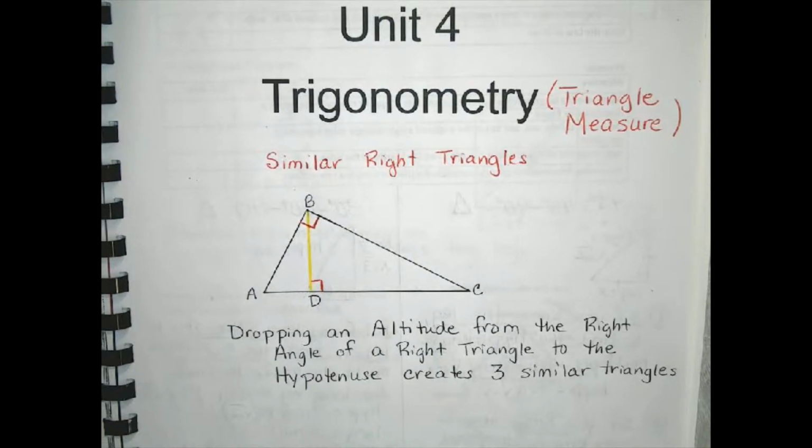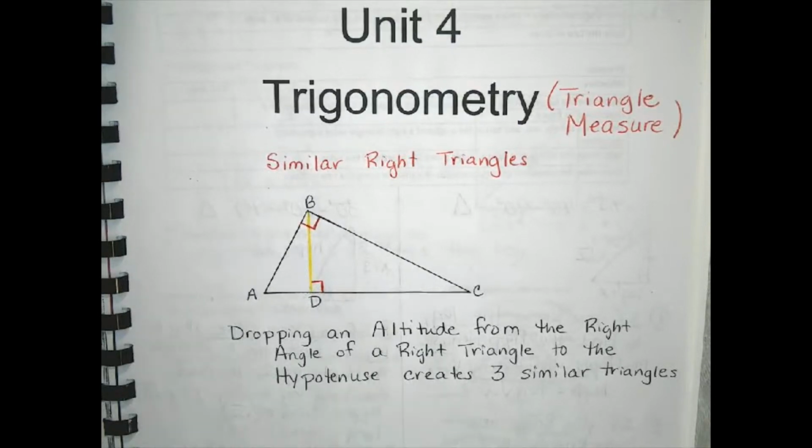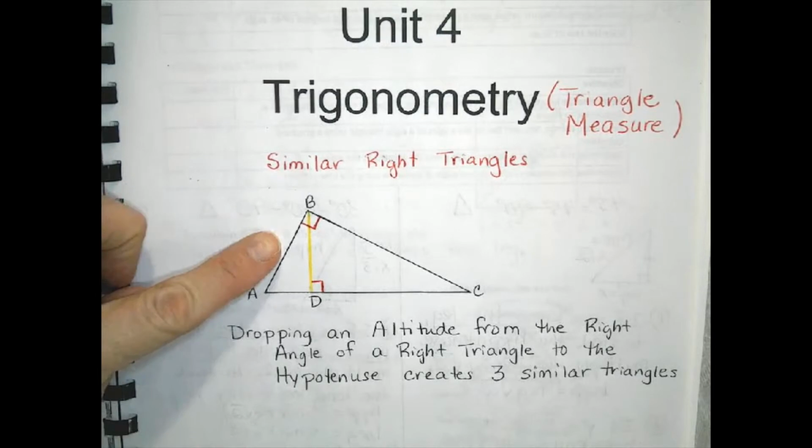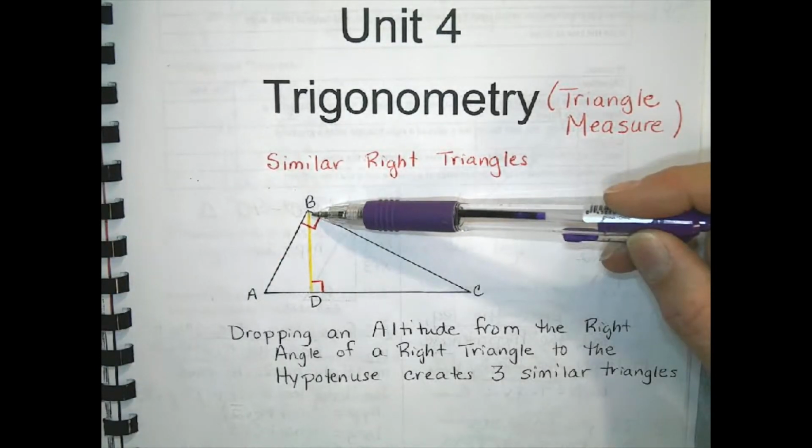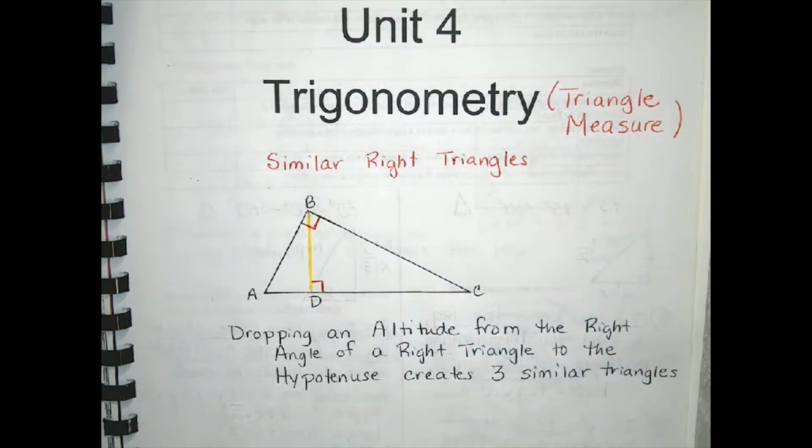At the beginning of your notes, add this information as there is no place later in your notes to put it. It is important to know that if you start with a right triangle and you drop an altitude from the right angle of the right triangle to the hypotenuse, you will create three similar triangles. This is an important property to know that is often used to solve problems.